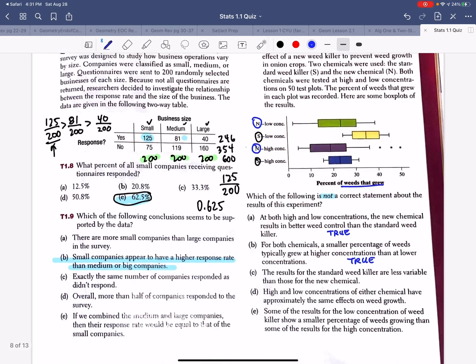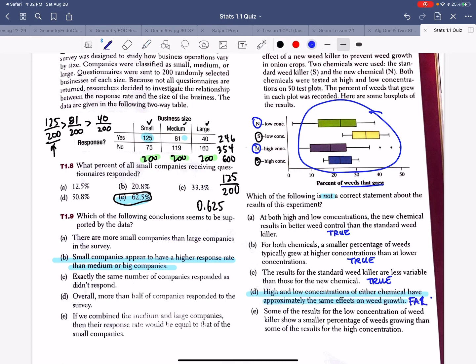Next one. The results for the standard weed killer are less variable. Okay, so we're going to look at the standard weed killer. Is the standard narrower than the new one? Yes, it's much narrower. So that's a true statement. High and low concentrations of either chemical have approximately the same effect. Okay, now do these bars look exactly the same? The answer is no. So I think we found our answer that is false. We are definitely getting different results.